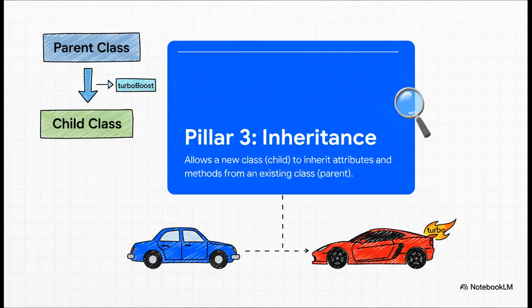Okay, next we have inheritance. And this one is a game changer for not having to write the same code over and over. Basically, it lets you create a new class, we call it a child class, that just inherits all the stuff from an existing parent class. So you could have a car class and then create a sports car class that inherits from it. The sports car automatically gets everything a normal car has, but then you can add special new things to it, like a turbo boost method. It's all about building on what you already have.